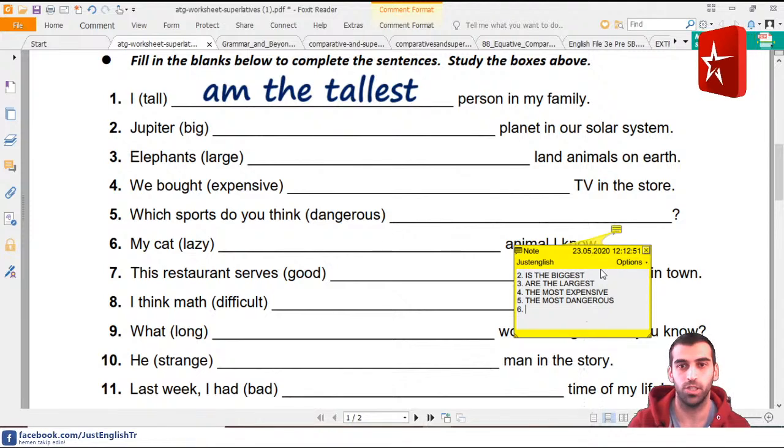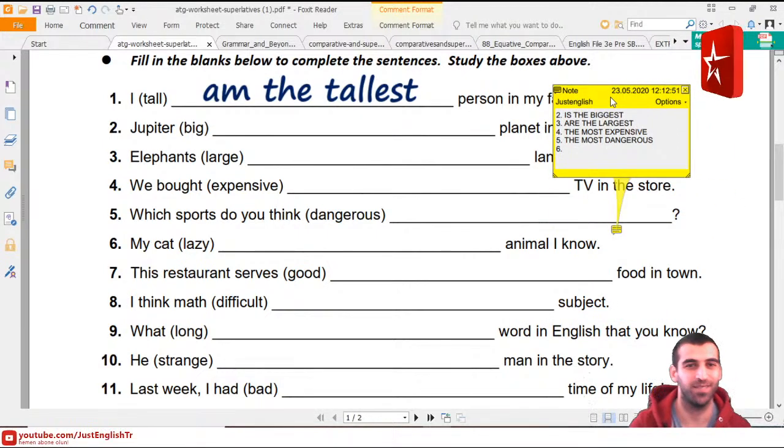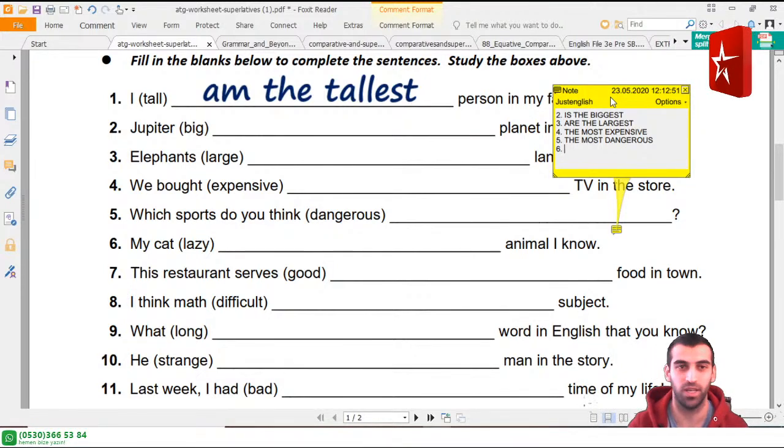Which one? Which sport is the most dangerous? Kadir says hiking. Hiking is the most dangerous sport in the world. Okay, we will see. So my students are writing the answer to number 6. Okay, so let's do number 6 if you want to do. I think scuba diving. Yeah, scuba diving could be the most dangerous sport in the world. Okay, and let's continue with number 6.